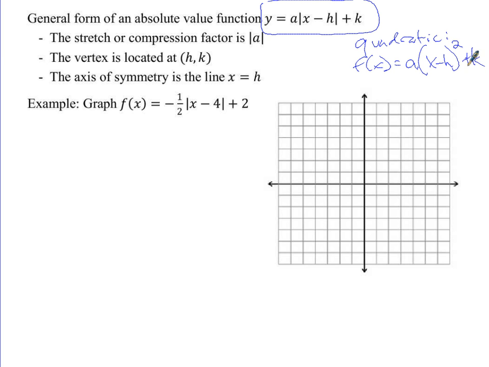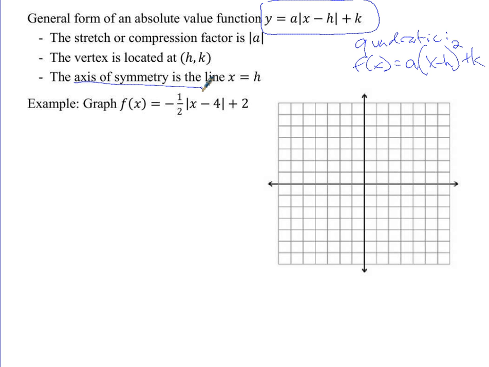(h, k) is your vertex. The axis of symmetry is the line x equals h. So this coordinate right here, h, is your axis of symmetry. Now you don't even have to find points on either side. You find the vertex, you find a few points on one side, and now you have an axis of symmetry that you can reflect over and find your V even easier.